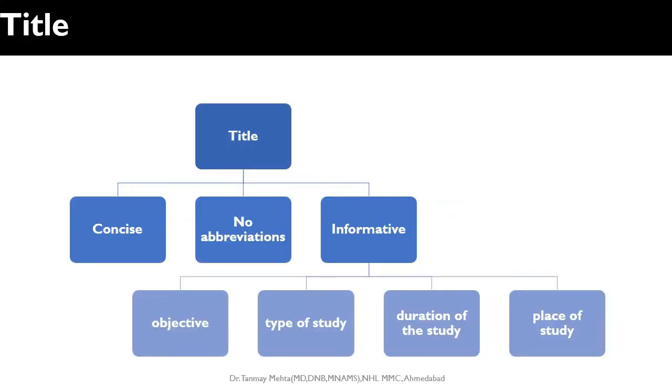Now the title has to be concise. It should be very short, but not too short. You have to use no abbreviations in the title. The title should be informative. At least 4 things should be very clear by reading the title: the objective of the study, which kind of study you are doing, what is the duration of the study, and where the study will be done.